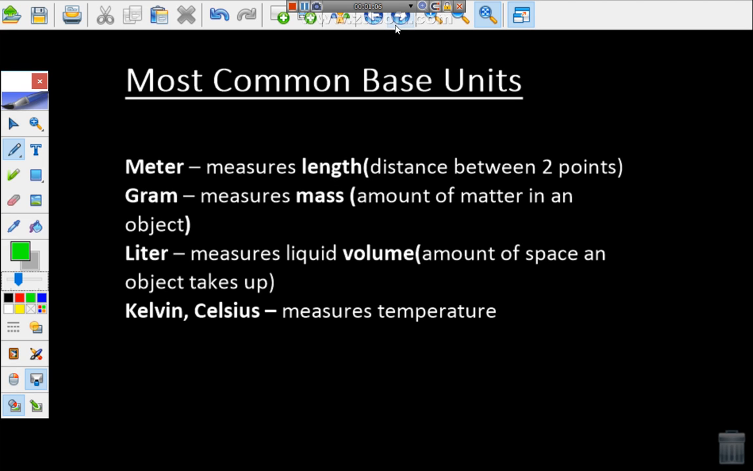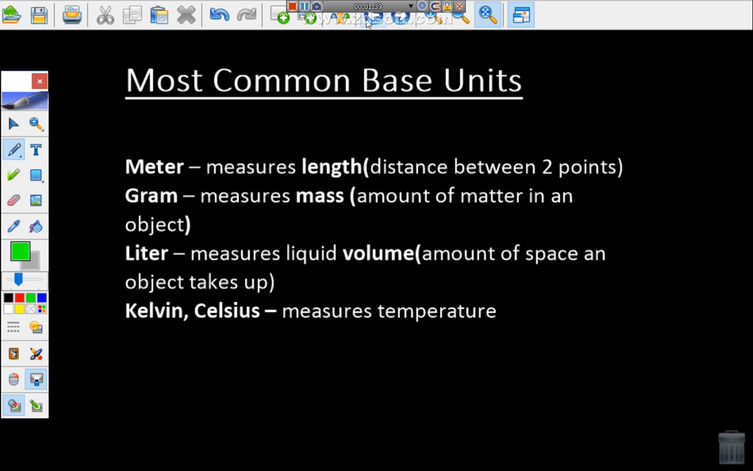Most common base units, the meter. Meter measures length, and the length is the distance between any two points. Gram measures the mass of something, and it's the amount of matter in an object. The liter measures liquid volume, and it's the amount of space an object takes up. Kelvin and Celsius measure temperature, how hot something is, how much actual kinetic motion is within all particles of that unit.